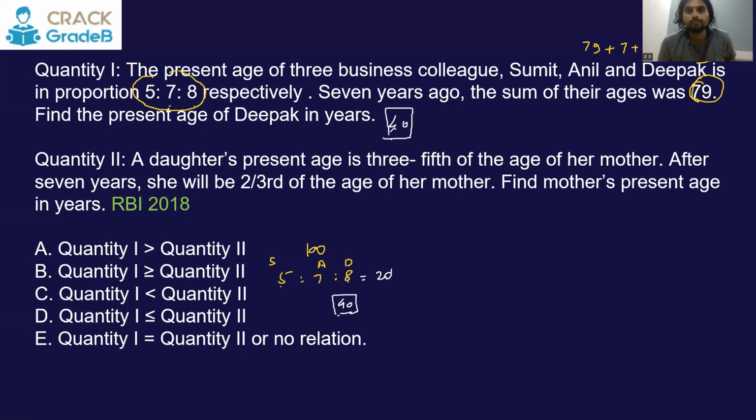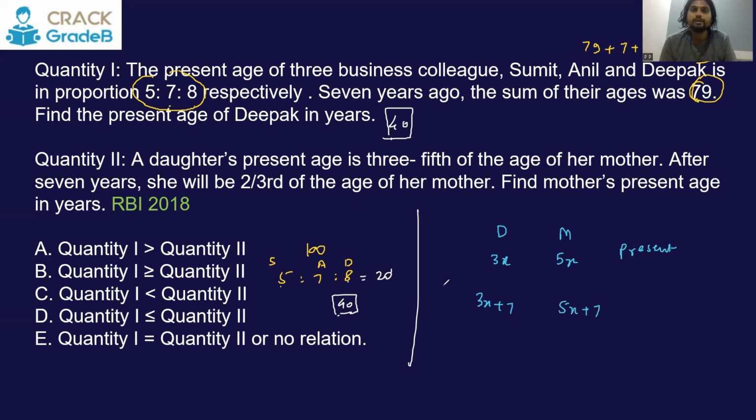Quantity 1 is 40. For quantity 2, we have to solve another question. A daughter's present age is 3/5 the age of the mother. So, daughter and mother. If I say mother presently is 5x, daughter will be 3x at present. After 7 years, daughter will be 3x plus 7. Mother will be 5x plus 7.